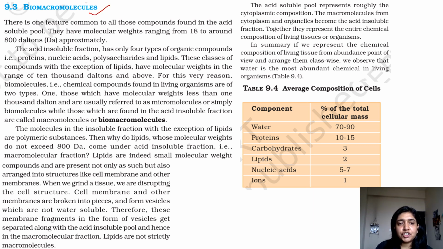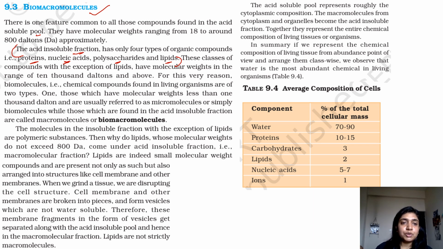There is one feature common to all those compounds found in the acid soluble pool. So remember, in the very first slide, we ground the cell, then treated it with trichloroacetic acid. After that, we passed it through the cheesecloth, and then we got two fractions. One that passed through the cheesecloth, which was acid soluble, and the other that did not pass through, which was acid insoluble. Right. So the acid insoluble fraction has four types of organic compounds: proteins, nucleic acids, polysaccharides, and lipids. So a question can come asking you to select the options which are present in the acid insoluble fraction.